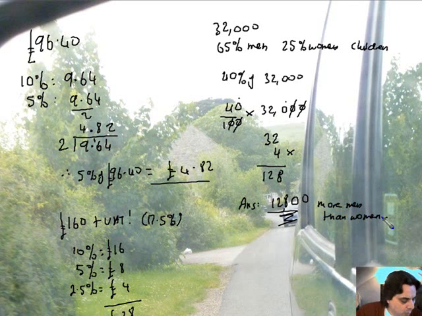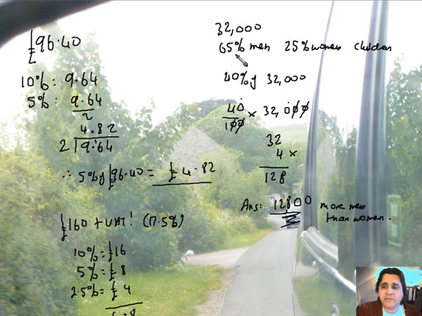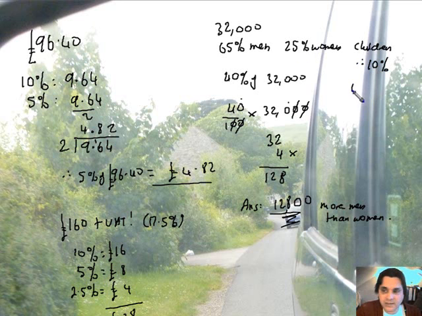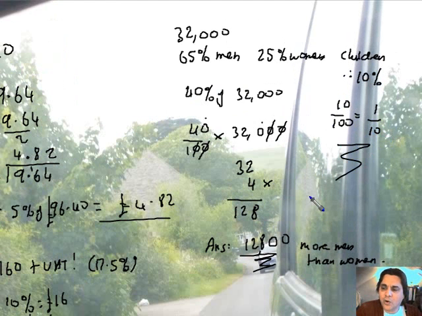Part B says, what fraction of the football supporters at the match were children? Let's go back to the percentages. 65% men, 25% women, we have 90% altogether, and therefore I have 10% who are children. How do you write 10% as a fraction? Answer, 10 over 100. Simplify it down: 1/10 of the supporters were kids.